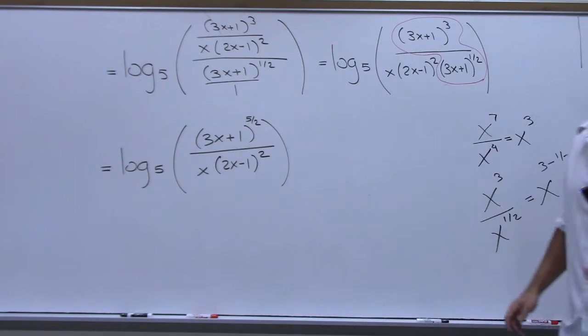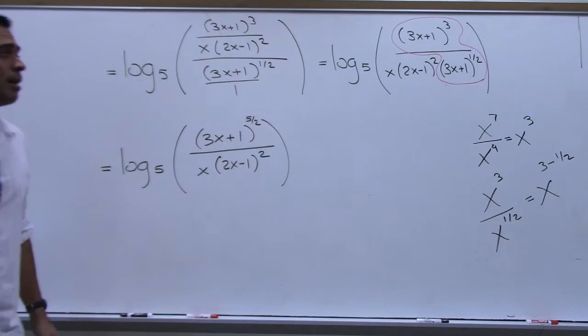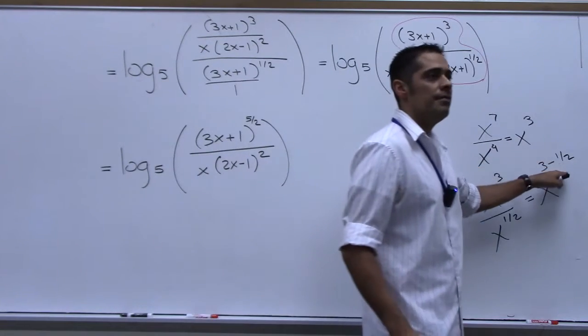Hey, you brought it up. I was so close. That's the correct answer. So you always keep it on the numerator? No, I only keep it in the numerator because 3 minus a half is 5 halves.